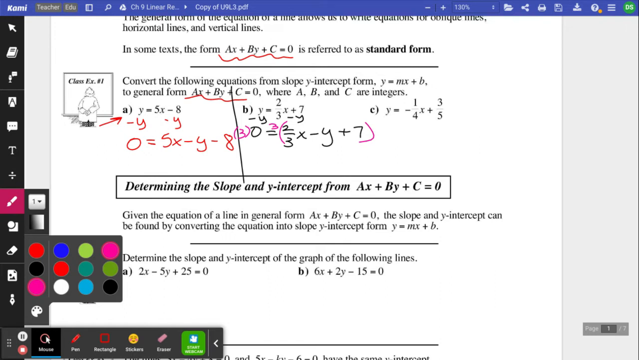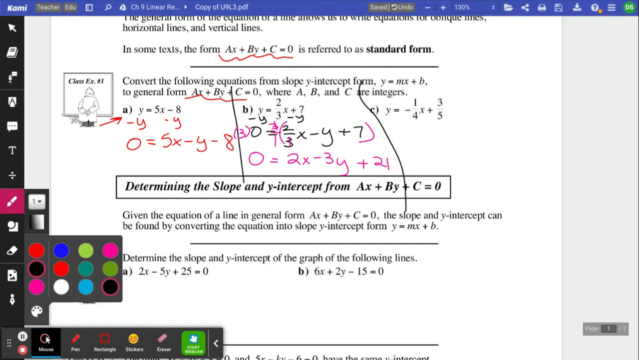3 times 0? 0. 3 times 2/3? 2. 3y plus 21. See it? Because 3 times 2/3, don't forget this is over 1, you guys. 3 over 3, they just become 1s, right? When I multiply by the 2/3 part. Okay, good, let's do part C.